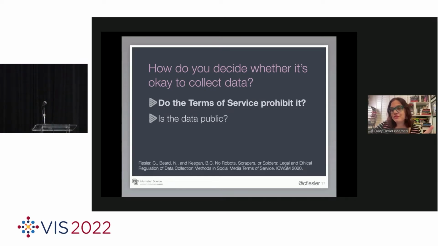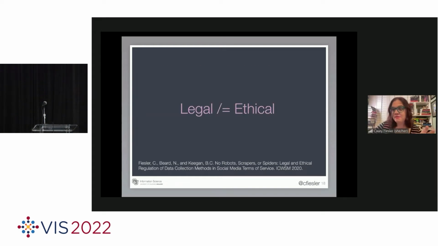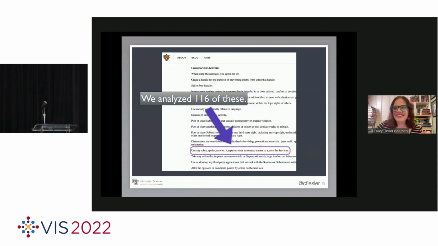So the terms of service question, myself and some collaborators did a study a few years ago. And I'm going to tell you a little bit about the study, but here's the takeaway. And this also applies to things like compliance and IRBs and this sort of thing. A reminder: legal and ethical are not the same thing. Sometimes they overlap, not always.